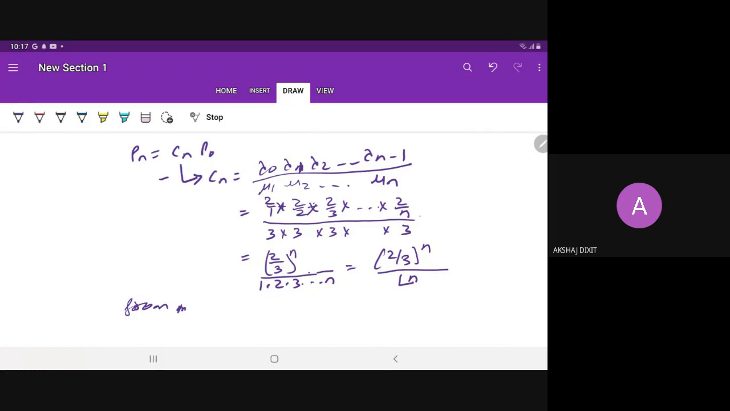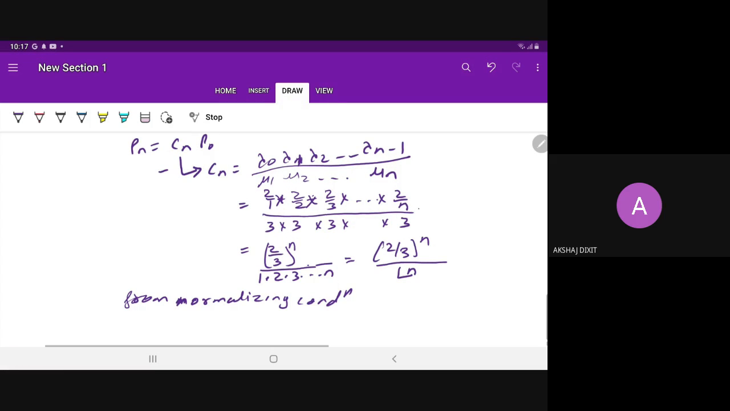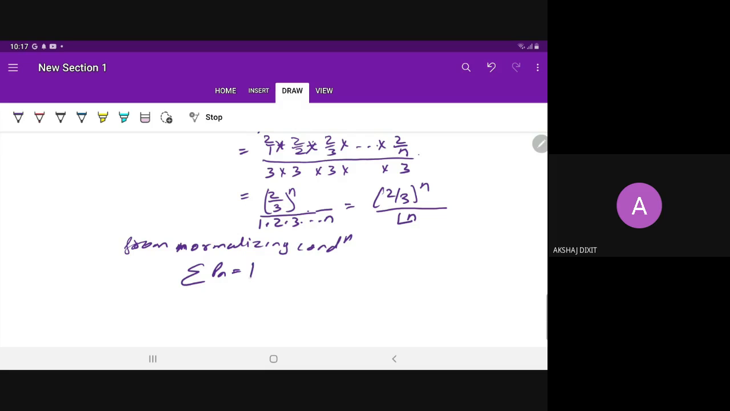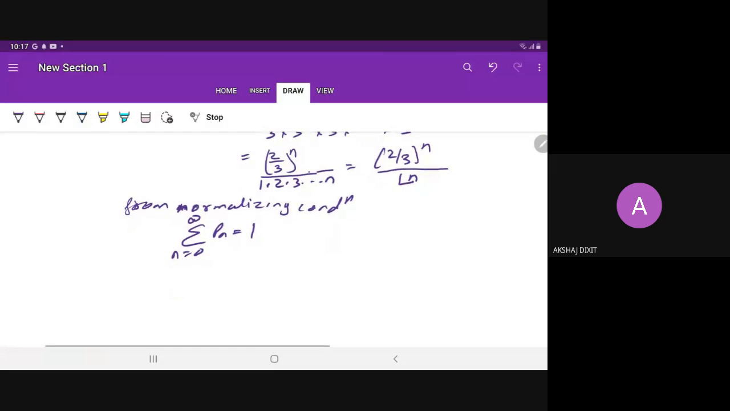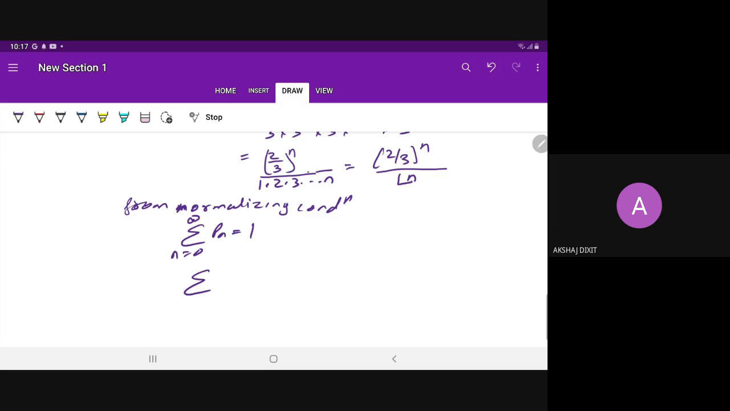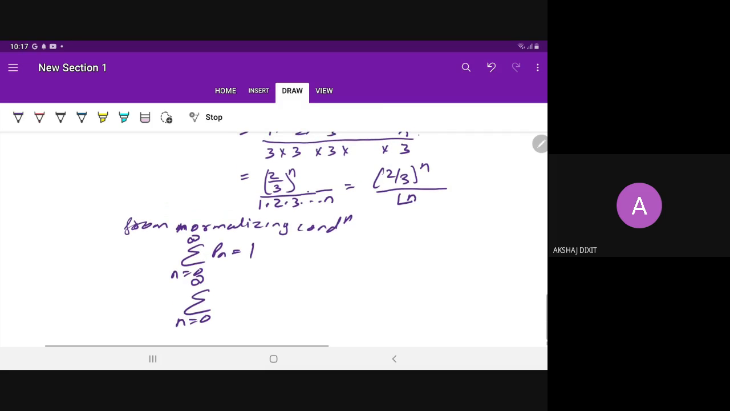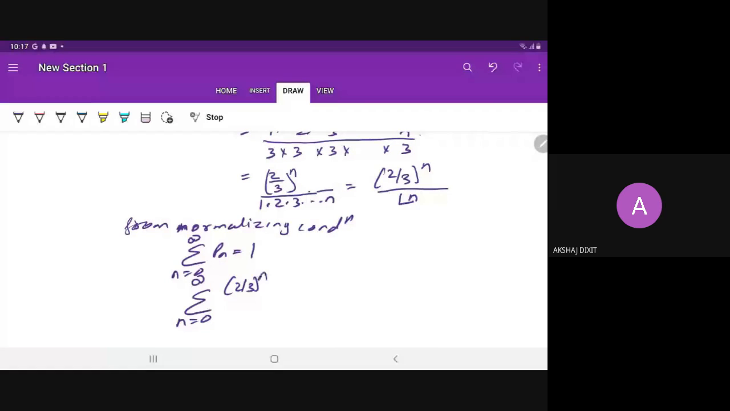Now we know that from the normalizing condition, the sum of all probabilities Pn is equal to 1, n is equal to 0 to infinity. So summation n is equal to 0 to infinity, 2 by 3 to power n upon factorial n, into P naught, is equal to 1.